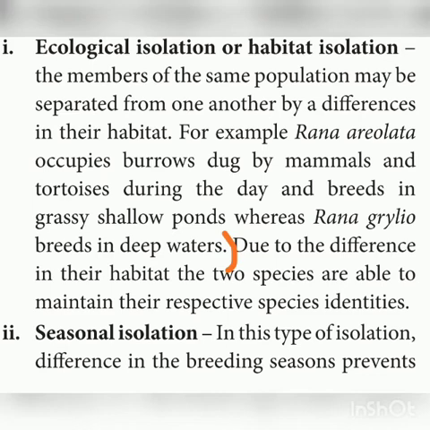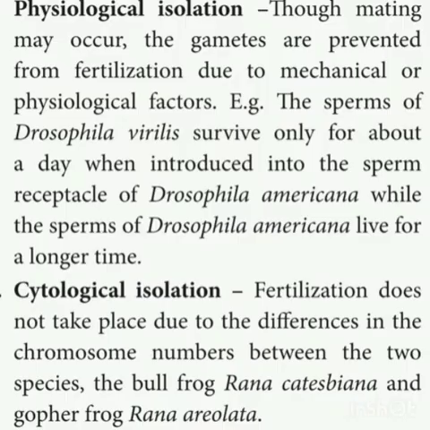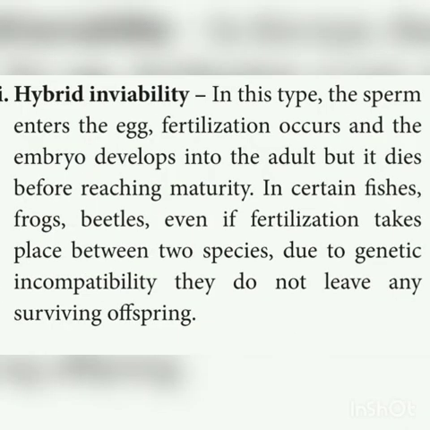So pre-zygotic mechanismல என்னென்னலாம் இருக்குது? Ecological isolation or habitat isolation, seasonal, sexual, morphological and physiological and cytological isolation. So there are 6 isolations in pre-zygotic, right?